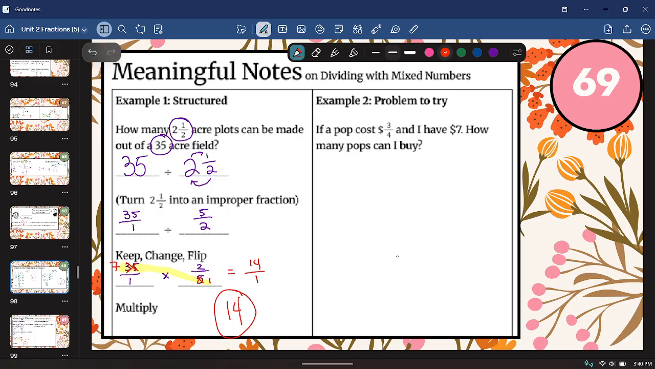So try to set up this one. If a pop costs 3/4 of a dollar and I have $7, how many pops can I buy? Give it a shot.